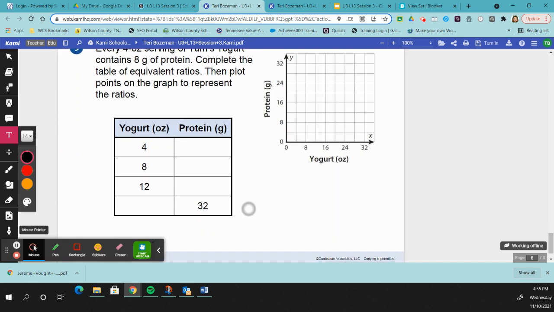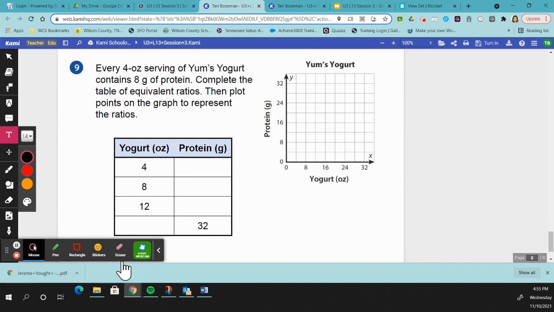That brings us to number 9. So number 9 is the last problem, and it wants you to complete this table of information. So you're finding your numbers that complete the table and then using these as points to plot on your coordinate plane. So we have an original ratio here. For every 4-ounce serving of Yum Yum's yogurt, it contains 8 grams of protein. So yogurt to protein is what we're comparing. Well, 4 ounces to 8 grams. So 4 to 8 is our original.